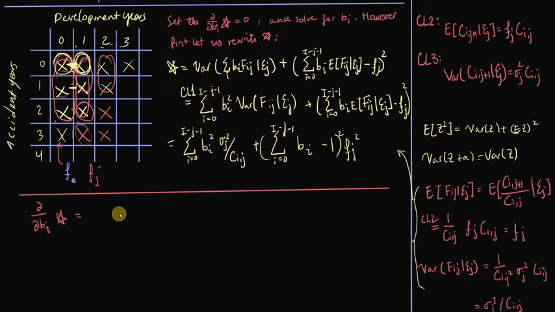In the first term, we see that sigma j squared divided by Cij goes outside of the sum. And when we differentiate with respect to bi, all of the other terms disappear because they are constant values compared to bi. So what we then have is 2 multiplied by bi.